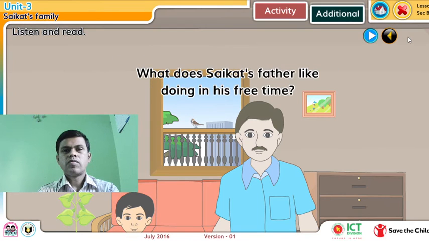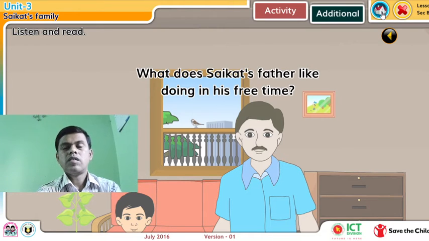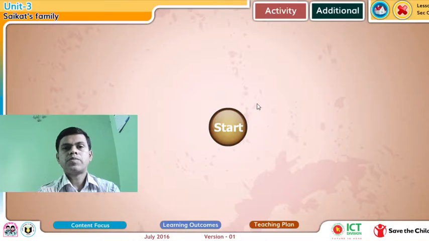What does Shoykot's father like doing in his free time? He himself said. In his free time, Shoykot's father listens to music and reads books. Then go to the next part.